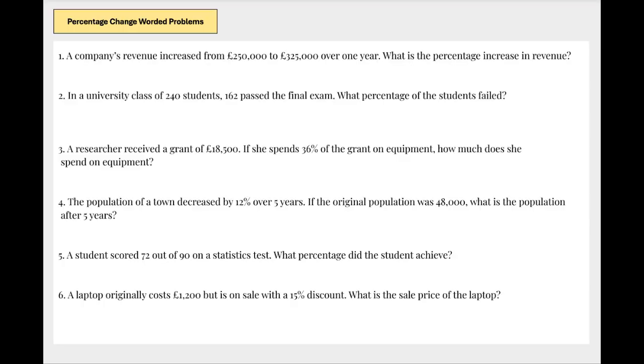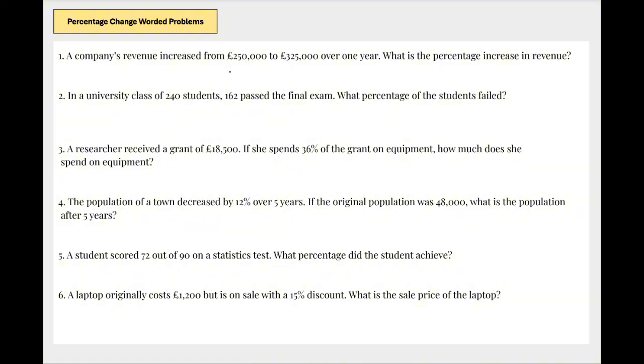Hi guys, this lesson is showing you how to change percentages in worded problems. They come up a lot on foundation and higher. This will be a calculator bunch of questions also.